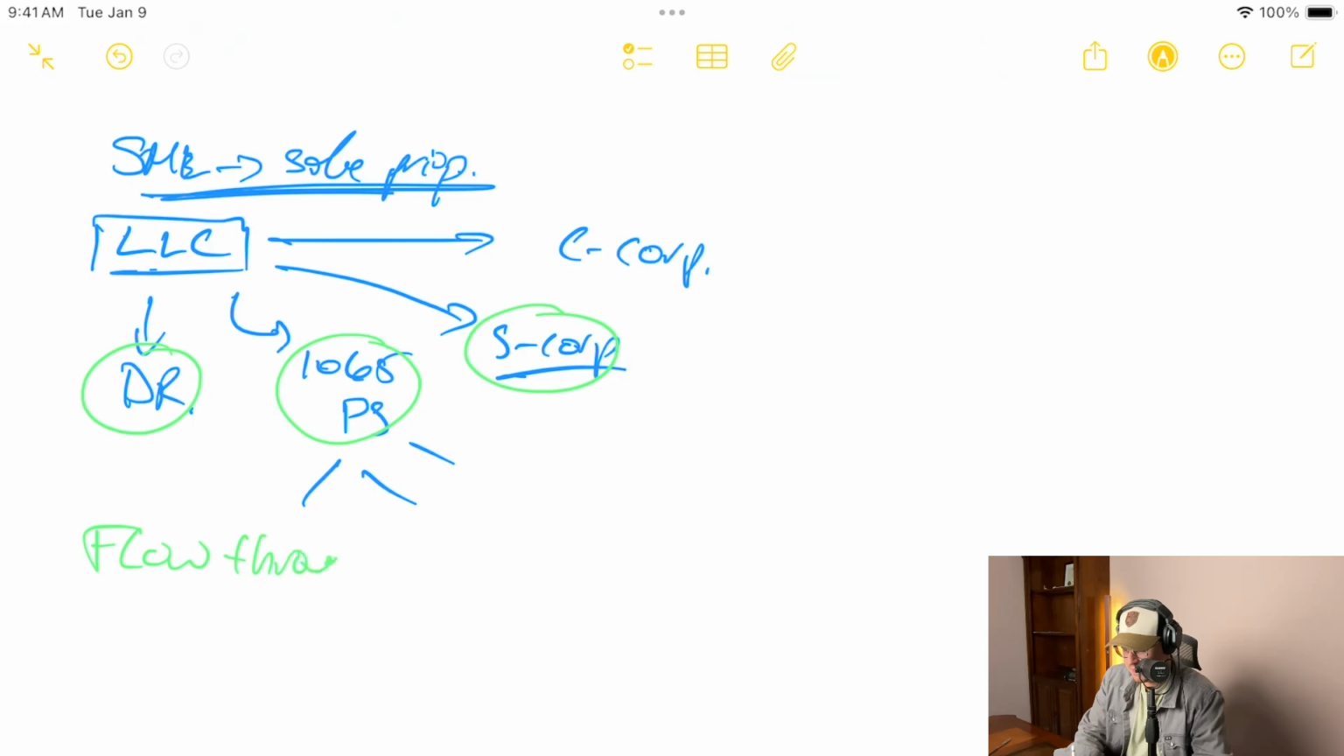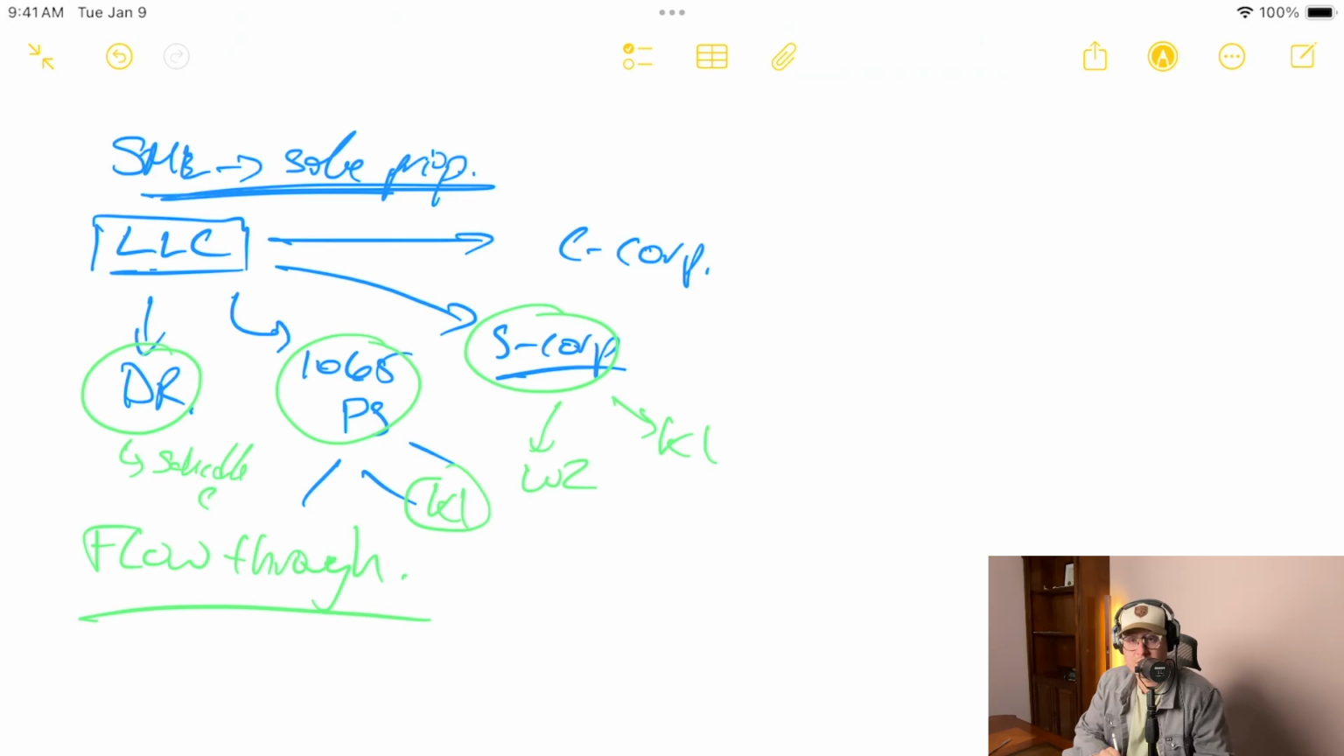Okay. And basically what that means is that all of this income eventually flows to you personally, right? So you don't pay any tax at the corporate level. In the S corporation, you get a W-2 wage and you get a K-1. In the partnership, all the partners get a K-1, and the disregarded entity flows to the personal return, typically on a Schedule C, okay?